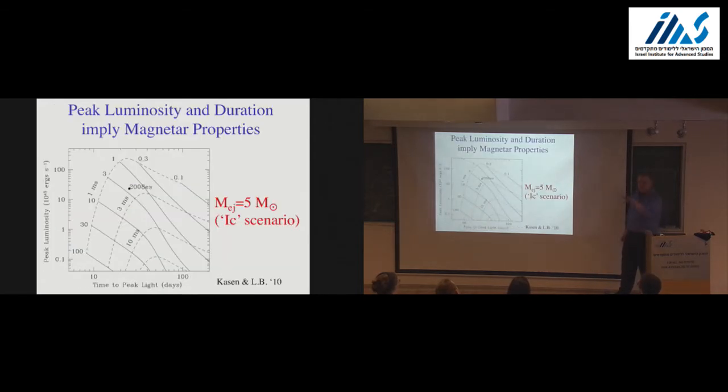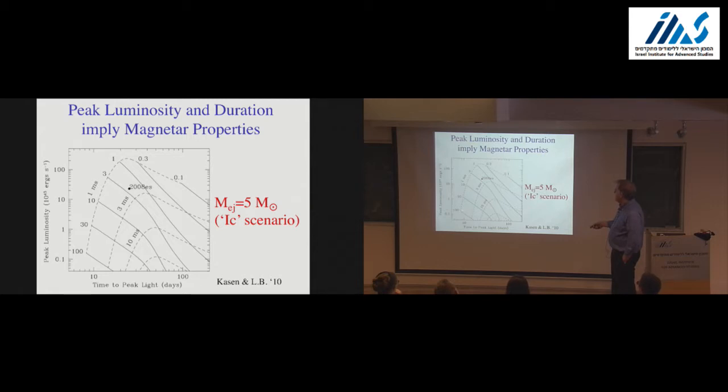So back to this question of how Goldilocks is this? How much am I asking, right? From the analytics, this is the time to the peak light on this axis, for a 5 solar mass, 1C scenario, versus the peak luminosity in 10 to the 43 ergs per second. Here's 10 to the 42. Here's my boring typical objects. I'm cranking them way up.